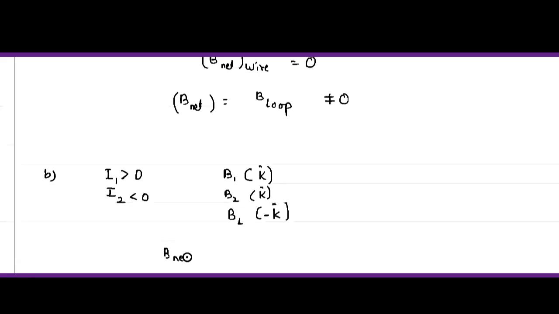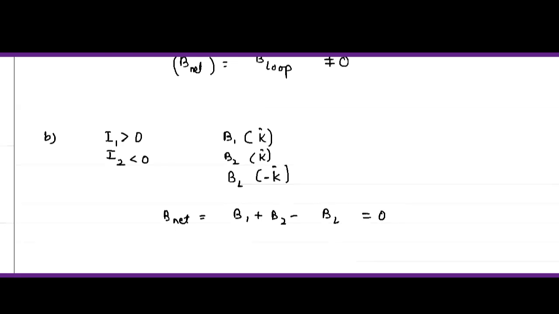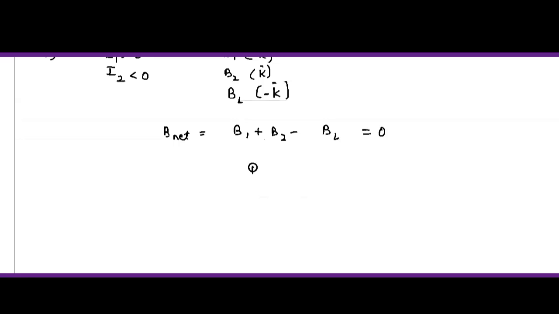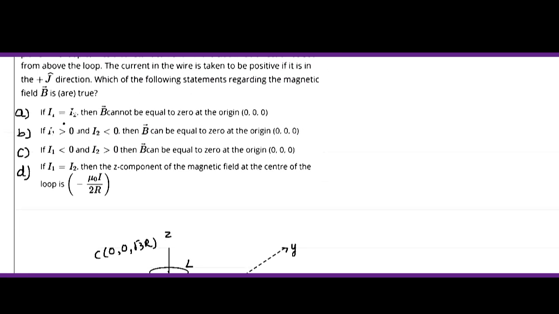So B net would be equal to B1 plus B2 minus BL due to the loop, because the direction is opposite. Now this value can be equal to 0, because two things are adding and one is subtracting. It would be equal to 0 when B1 plus B2 becomes equal to BL. That means our second statement is also correct. So the first statement is correct, and the second is correct.